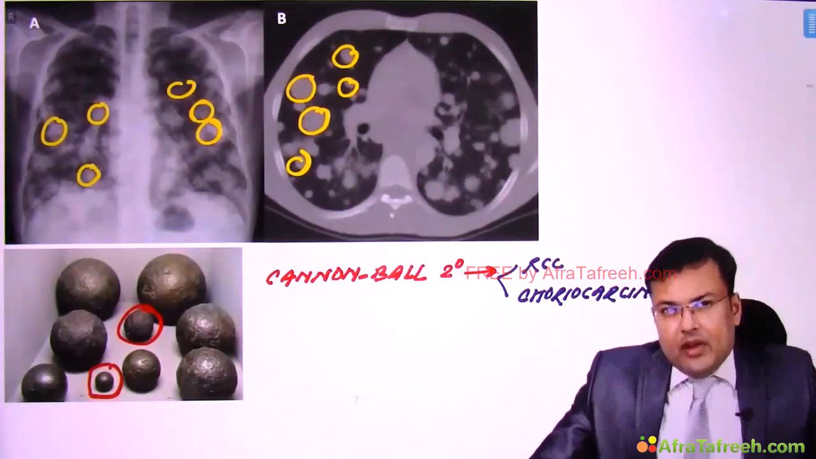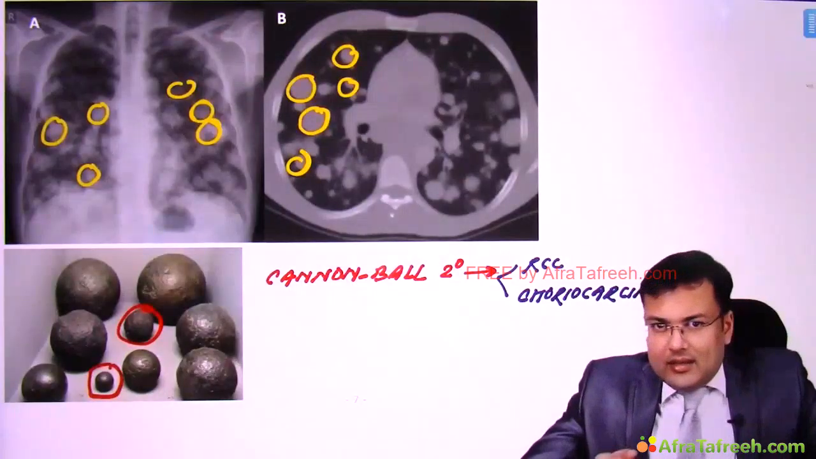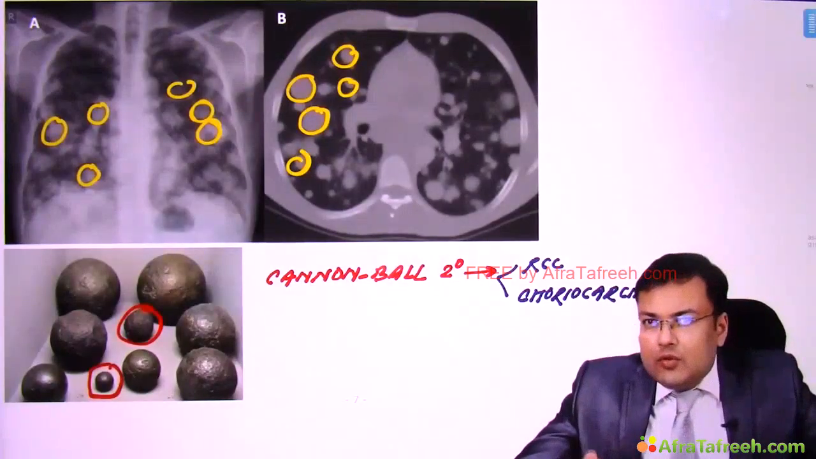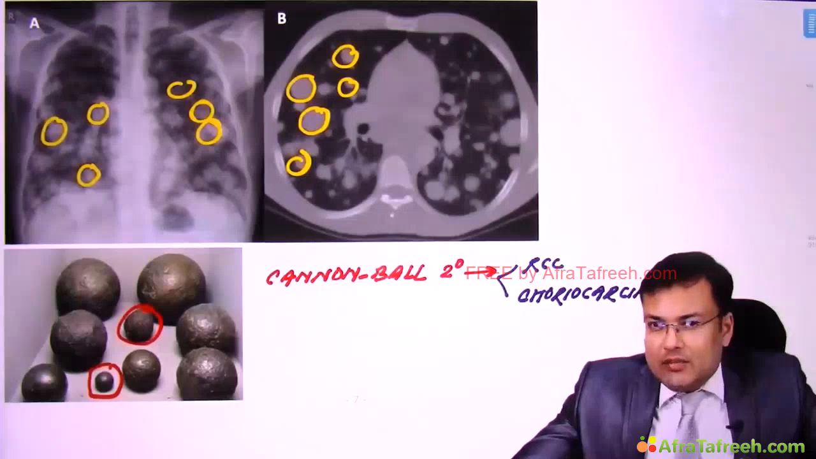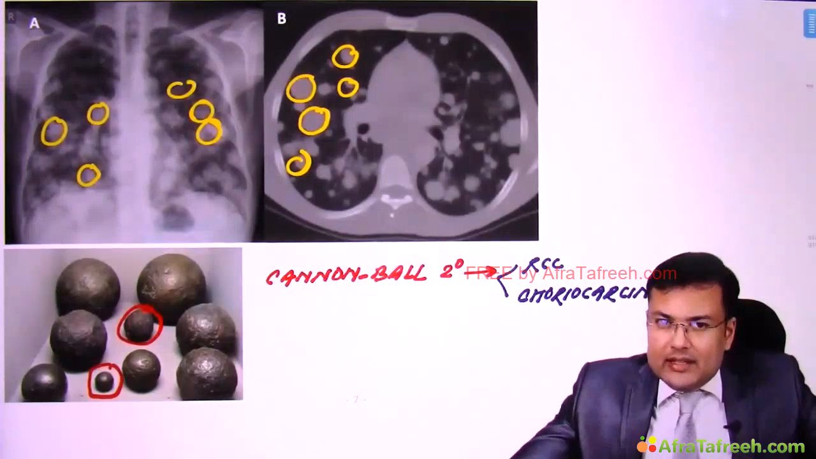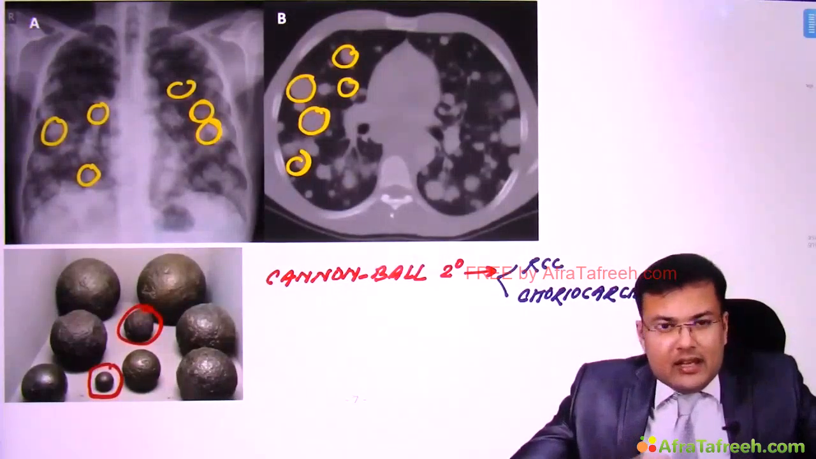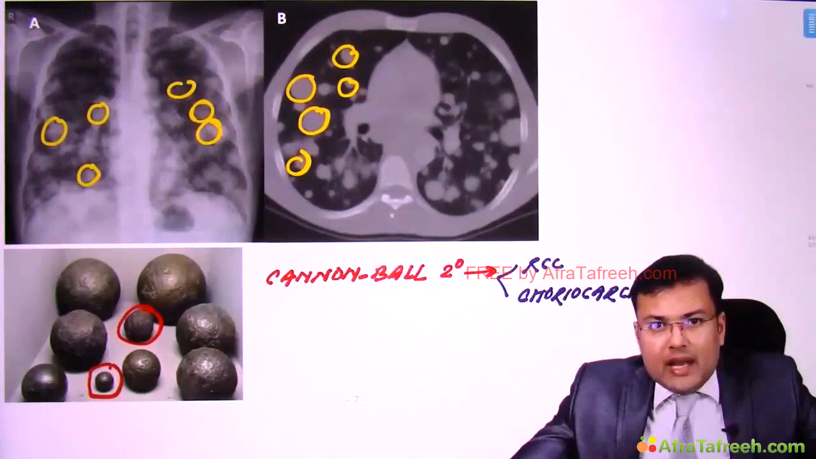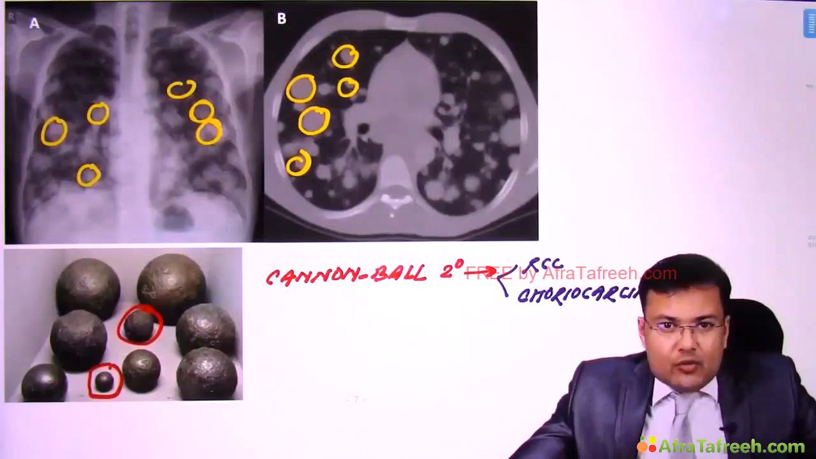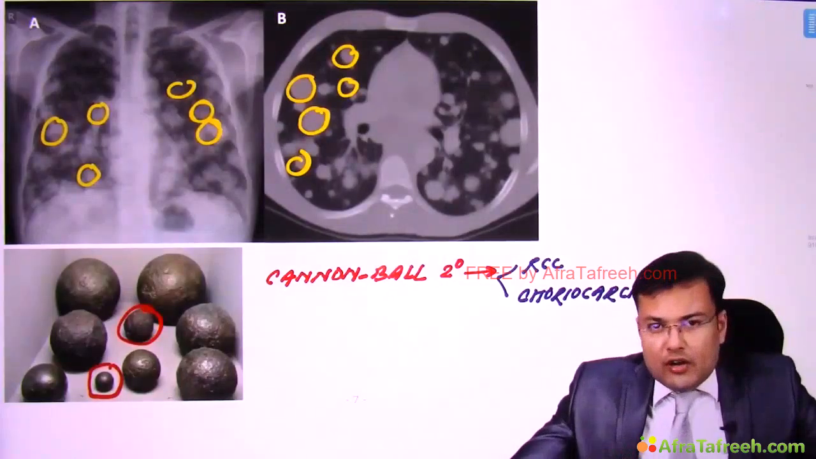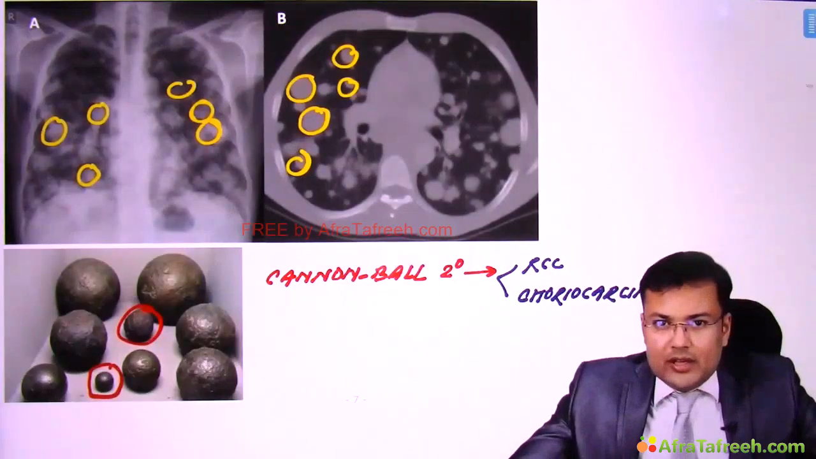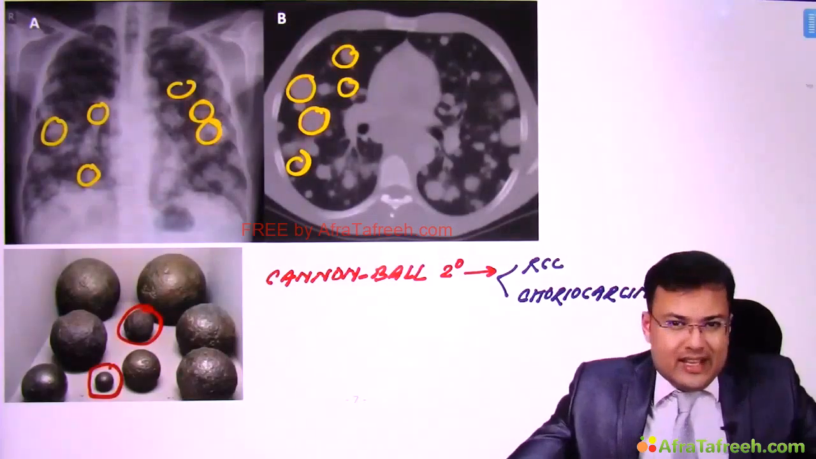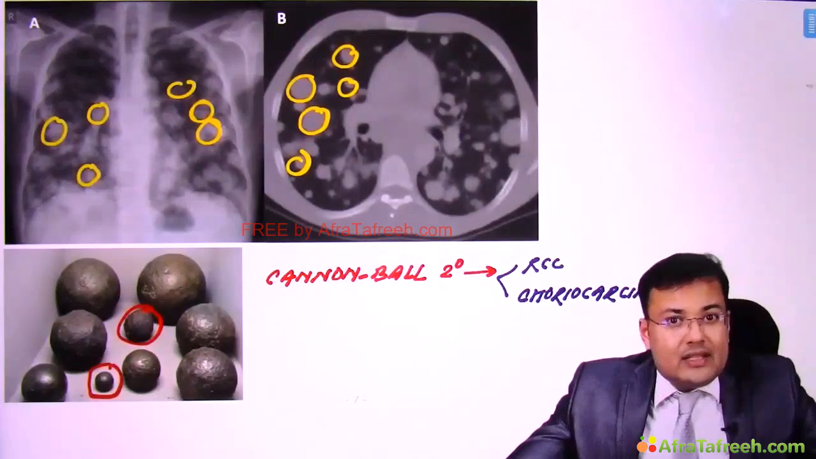Now see, we discussed the bone metastasis in males. So what is the most common primary for bone metastasis in males? That is carcinoma prostate. And what kind of secondaries are seen in carcinoma prostate? Osteoblastic secondaries are seen. So the most common primary for osteoblastic secondaries in males is CA prostate. And the most common primary for osteolytic secondaries in males is RCC.